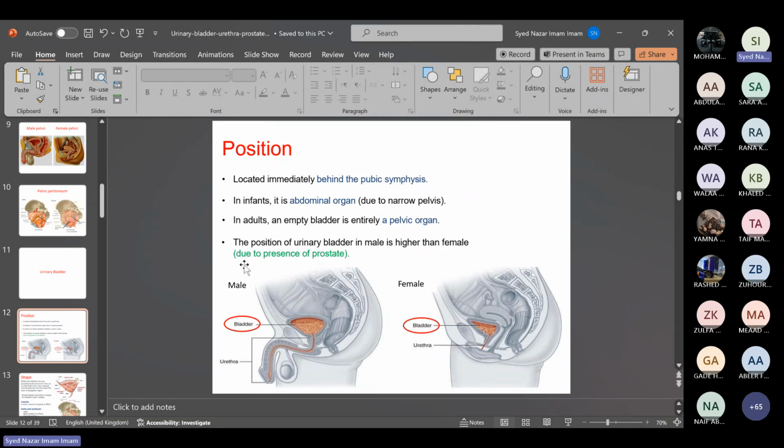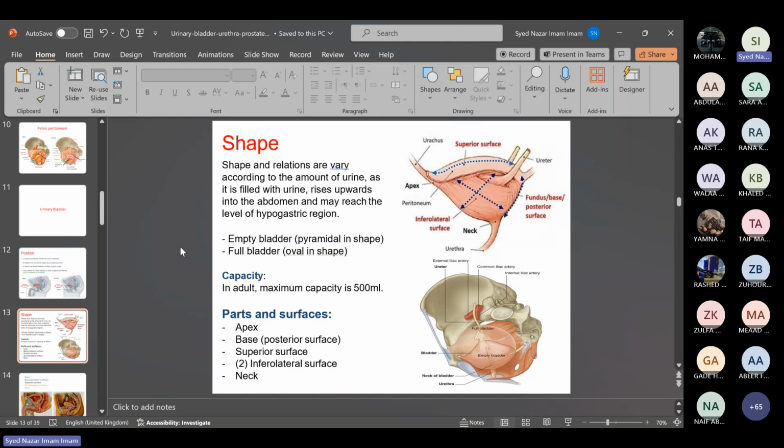And the position is that in the male, it is slightly higher. Why? Because of the prostate, which lies just below the urinary bladder. So this is regarding its position. What is the shape? It varies. If it is empty, it is pyramidal in shape, and this is the normal anatomical shape. When it is full, it becomes oval. And what is the capacity? It is about 500 ml.